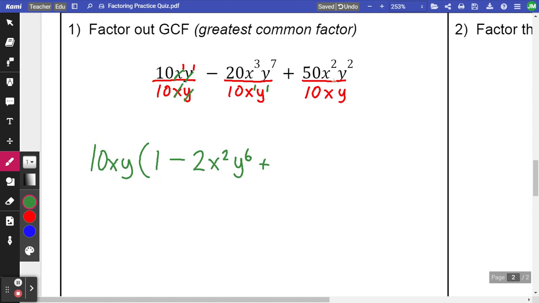So that's 2x squared y to the 6th for the second term, negative. And for my last term, 50 divided by 10 is equal to 5, and then I'll subtract the exponents for the variables. 2 minus 1 for x, this is x to the first, and 2 minus 1 for y, this is y to the first. Alright, and that gives me my answer. So 10xy on the outside, and then 1 minus 2x squared y to the 6th plus 5xy.